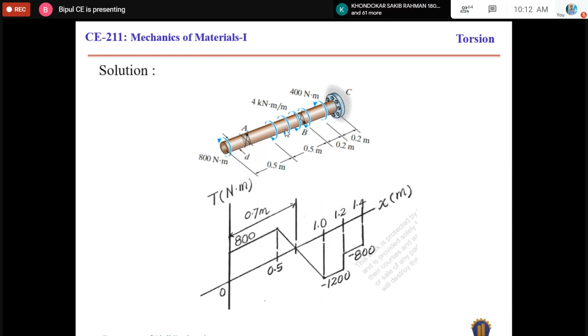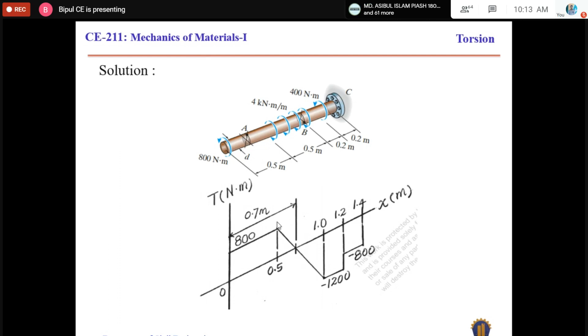And then come to this point. If we apply the right hand rule, the curling direction of the finger will be anti-clockwise, but the applied torsion is clockwise. So this torsion will be negative torsion, and this torsion is uniformly distributed.